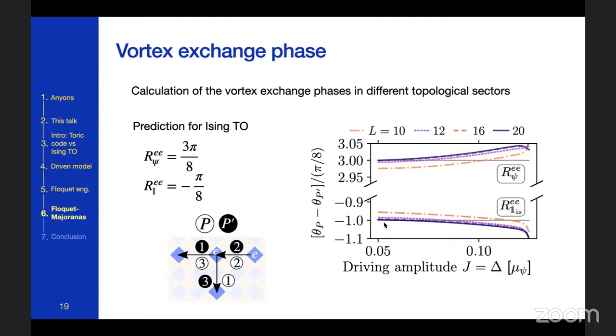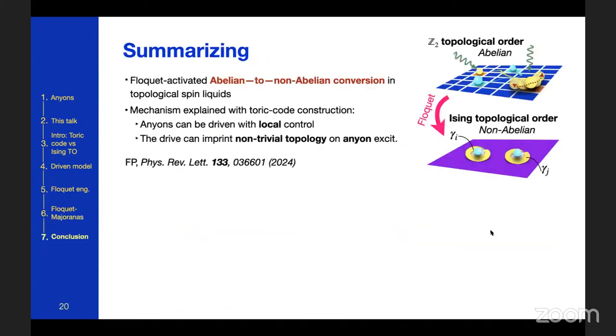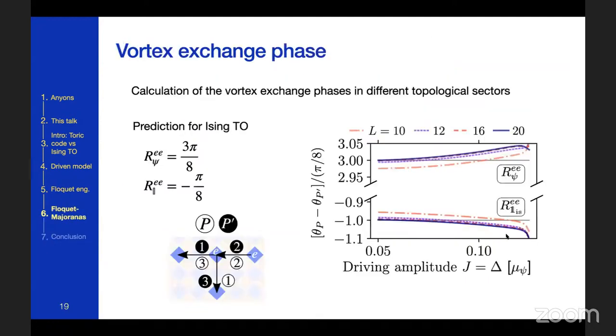And as we instead start to crank up, so again, what I have on the x-axis is the driving amplitude. If I reduce the driving amplitude, I go to a high frequency regime where I expect the theory that I showed at the beginning to be more valid. And if instead I crank up the driving amplitude, I start to see the departure from the prediction.